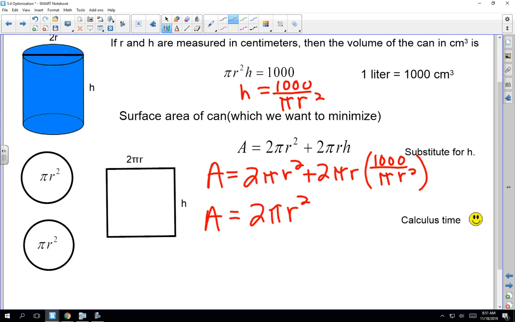The pi's cancel. One of the r's cancel. You see that? The pi's will cancel. One of the r's will cancel. We've got 2,000 r to the negative 1. So to think about that a little bit here, we have r over r squared. One of the r's cancels, leaving an r on the bottom.